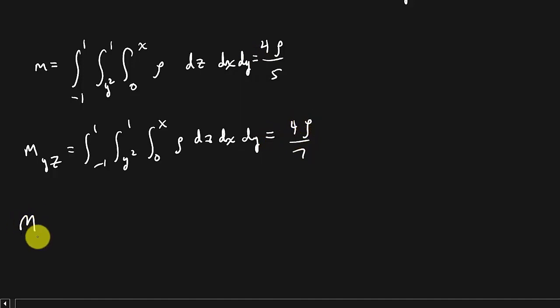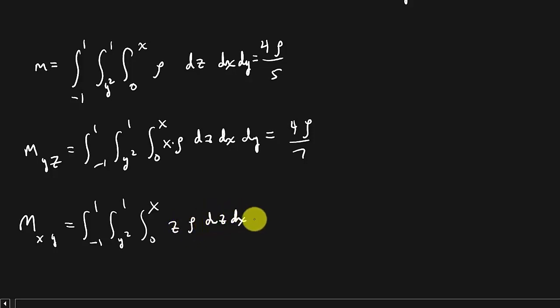And then if I do m_xy, that's going to be the same thing. Negative 1 to 1, y squared to 1, 0 to x. Oop, and I forgot here, that should be x times that. And this one, the xy, that should be z times rho dz dx dy. And that would give you 2 times rho over 7.